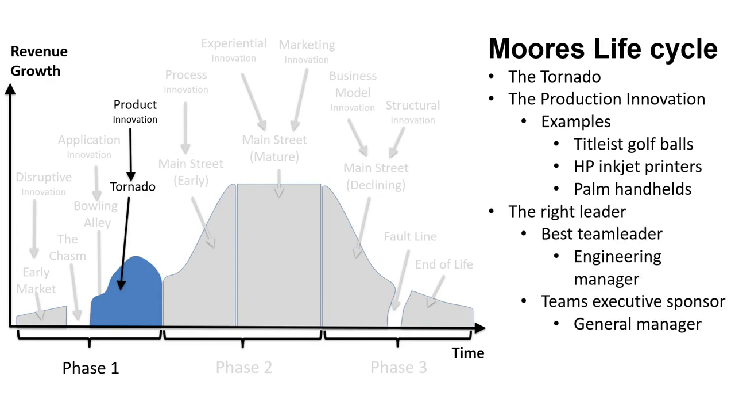In this stage, the right team leader is an engineering manager, and the ideal sponsor is still the general manager. The engineering manager can manage the technical side of the innovation. The general manager can change procedures and the organizational structure to optimize the changes in production and the support functions.